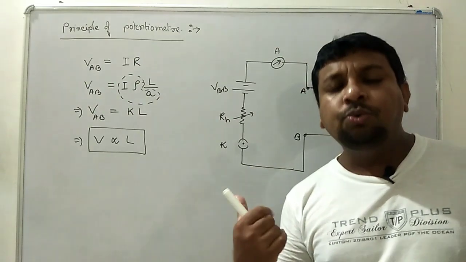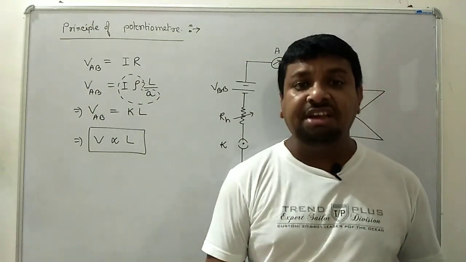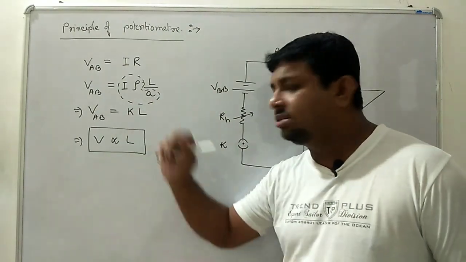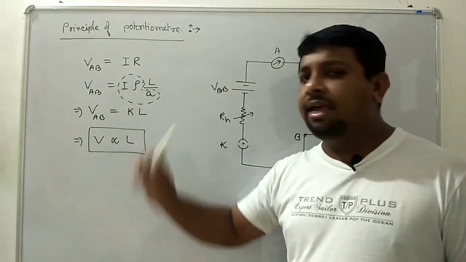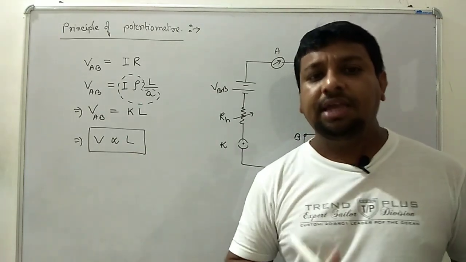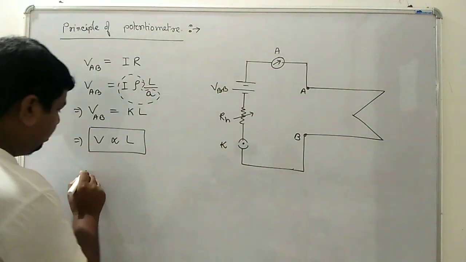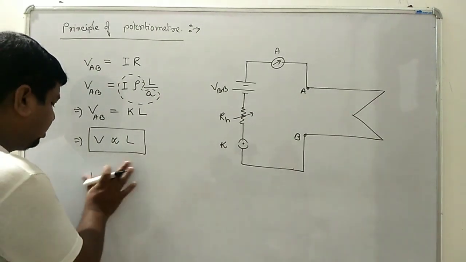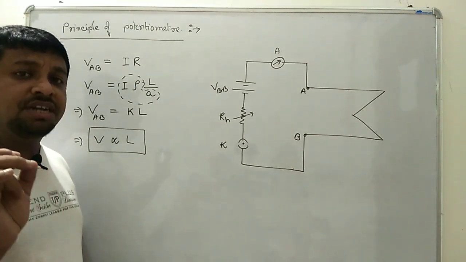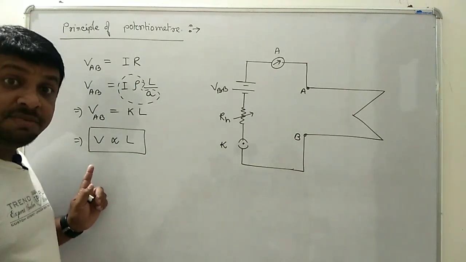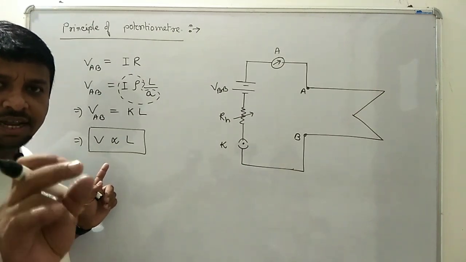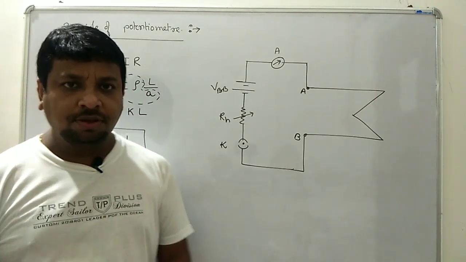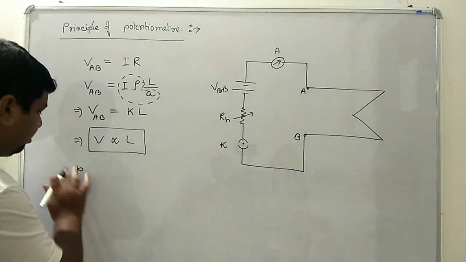From this, we can calculate the potential gradient. Potential gradient means V by L, which is the constant K. Here it is I rho by A. Write down the principle of potentiometer: when steady current is flowing through a circuit, then the potential difference across the two ends of the conductor is directly proportional to the length of the conductor. Next, potential gradient.